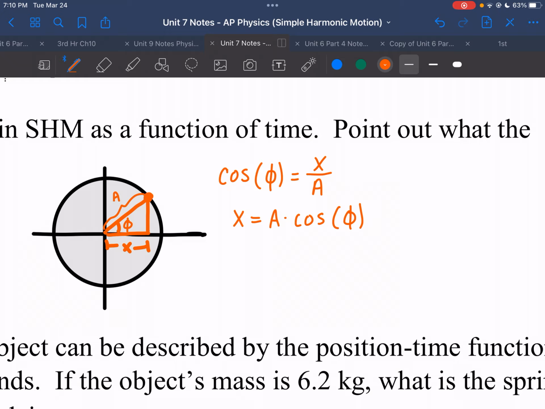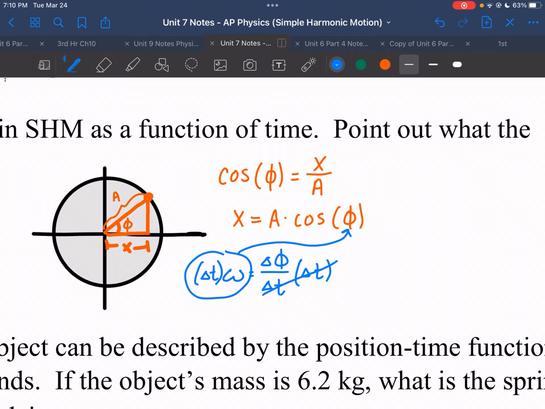Now, this value for theta, or this value for phi, can actually be changed a little bit, because we know that omega is the change in your angle divided by the change in time. And if you multiply both sides by time, that's going to be what your angle is. So we're just going to take this value right here and plug that into our cosine function. So really this tells us that x is equal to the amplitude times the cosine of omega times the time.